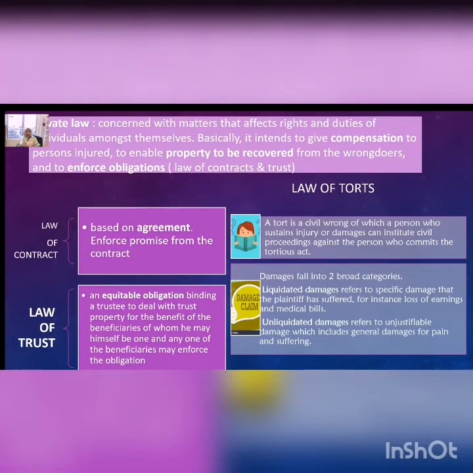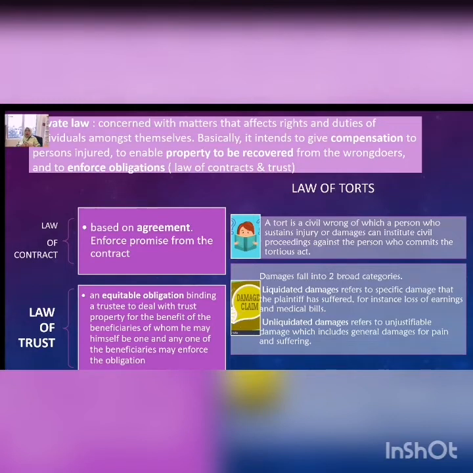Okay. First is law of contract, a basic contract between you and me, a contract between you and 7E, the contract of buying top up, contract of buying food, you buy car. There are lots of contracts, okay, and also law of trust. It is an equitable obligation relating to trust, okay. Untuk kes-kes pecah amanah, you boleh claim bawah law of trust, and also law of torts, okay.